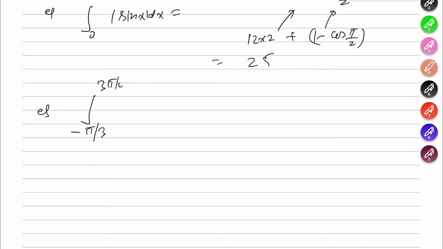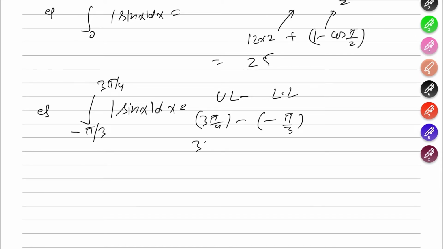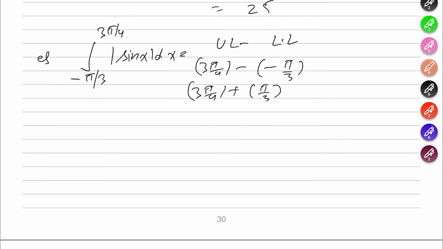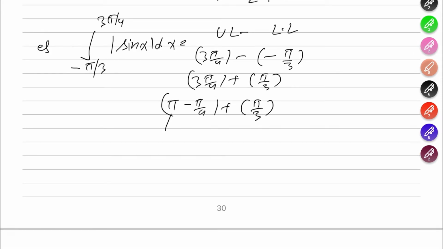Let's take one more example, from minus pi by 3 to 3 pi by 4 of mod of sine x dx. Again, upper limit minus lower limit. Upper limit is 3 pi by 4, lower limit is minus pi by 3. We can make it positive, so 3 pi by 4 plus pi by 3. Minus minus is plus. Now this is pi minus pi by 4 plus pi by 3. So pi means 2, minus pi by 4 means 1 minus cos of pi by 4.